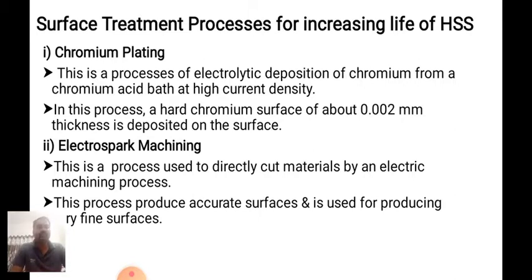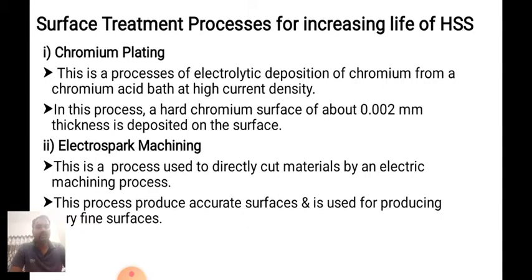In chromium plating, there will be a coating of chromium on the surface of the steel component. Basically, HSS is used as cutting tool steel. So plating of chromium means what? A thin layer of about 0.02 millimeter will be deposited on the cutting tools in order to increase the cutting ability as well as the life of the cutting tools.